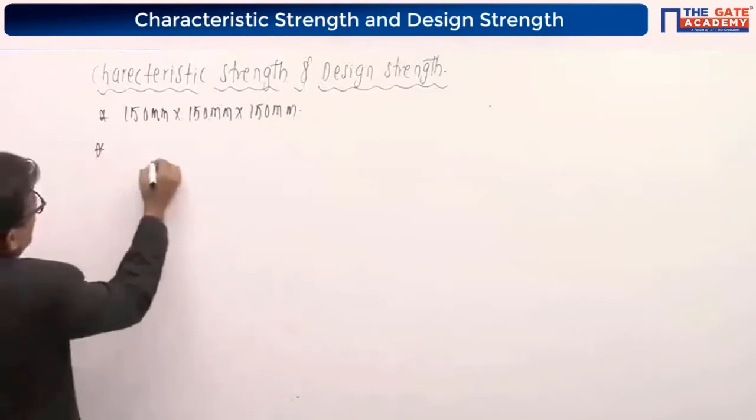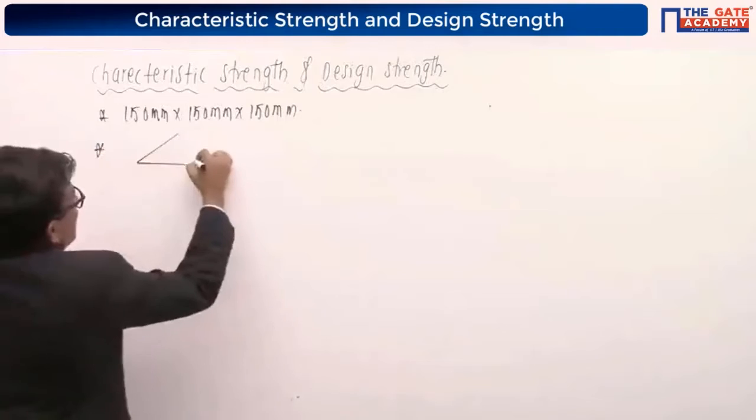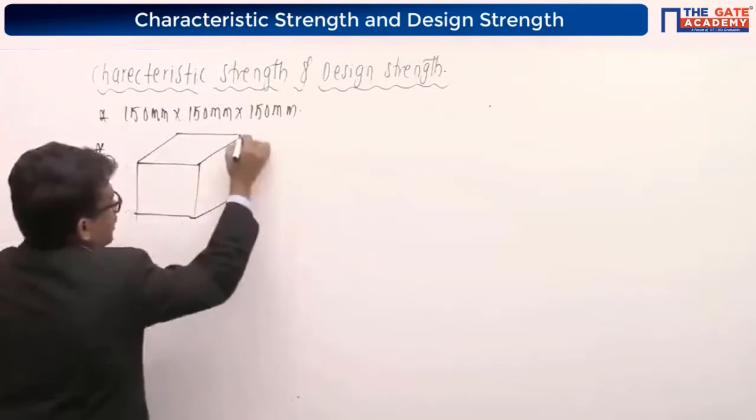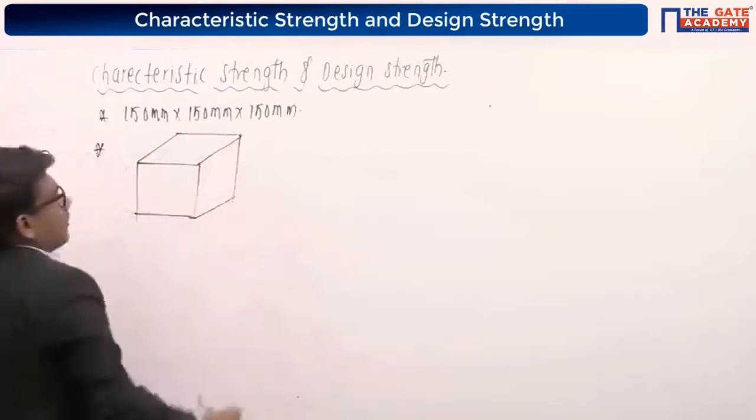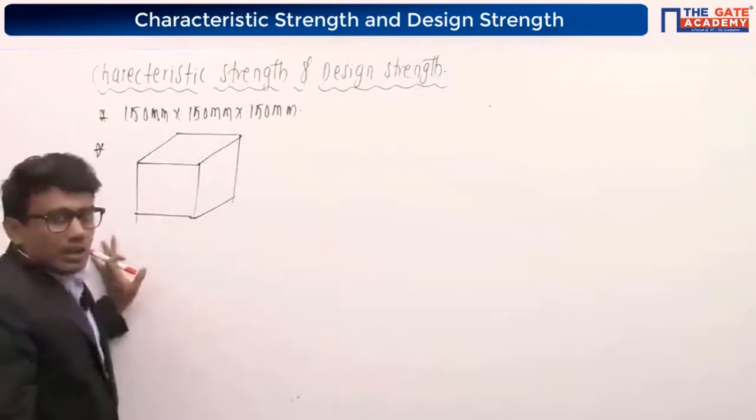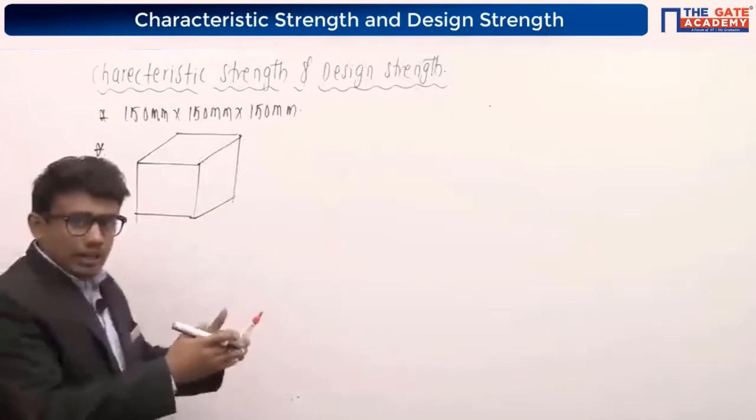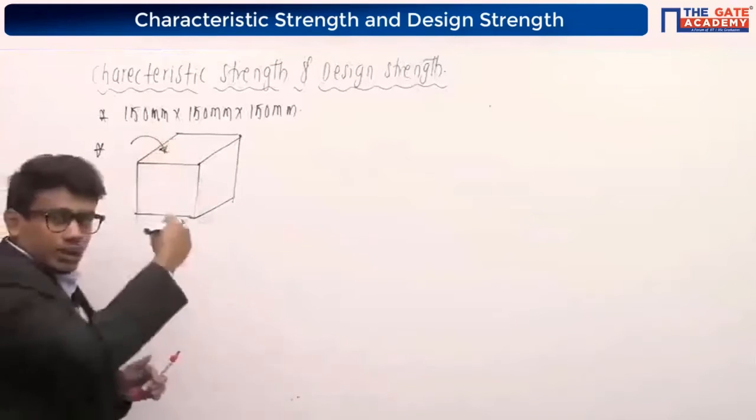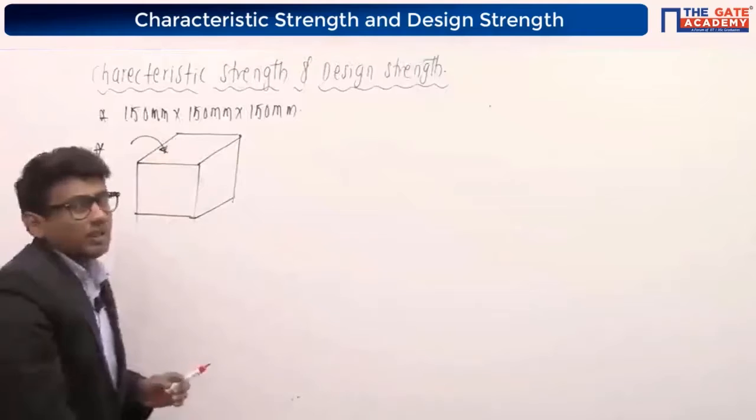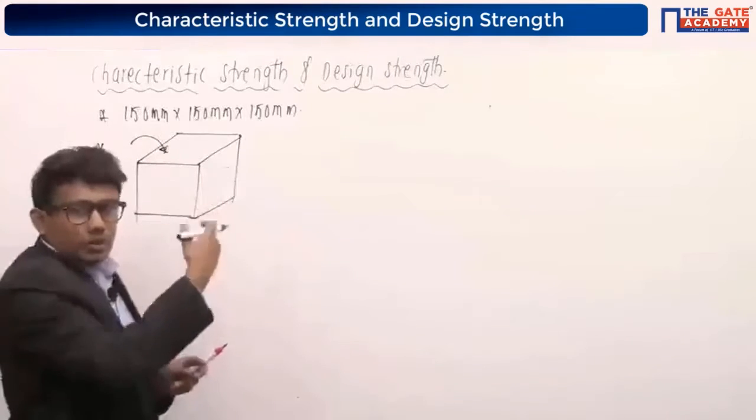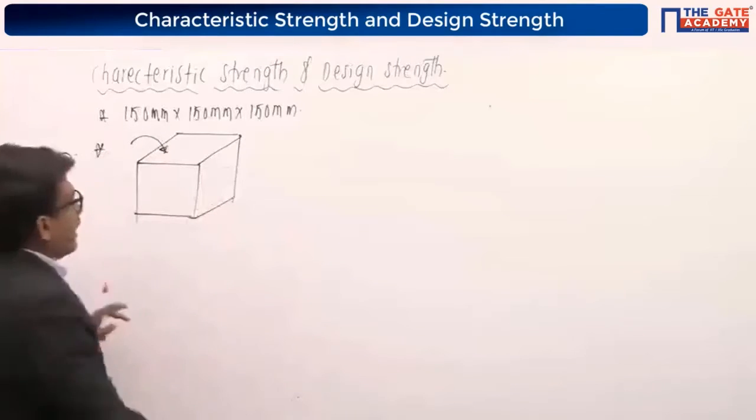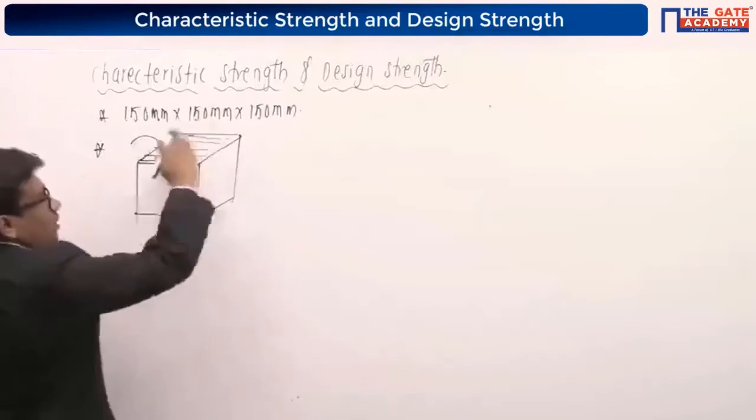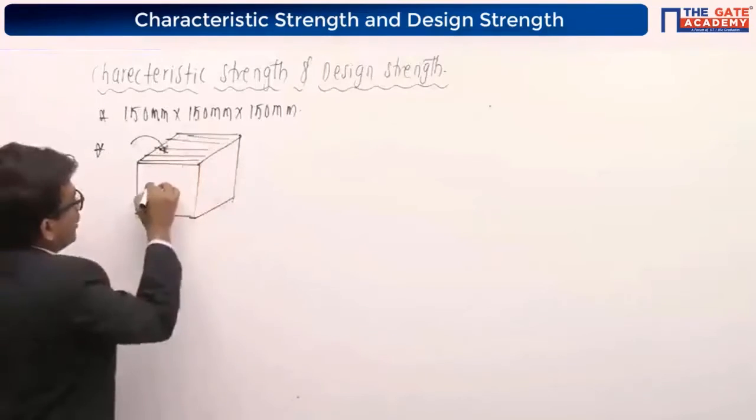We will be having a mold like this. The size of this mold is around 150 mm by 150 mm by 150 mm. We will prepare the concrete and pour it inside. With proper tamping or ramming, we will try to expel all the air voids from the concrete. After proper compaction, we will level the surface of the mold. This is our mold, not the cube.